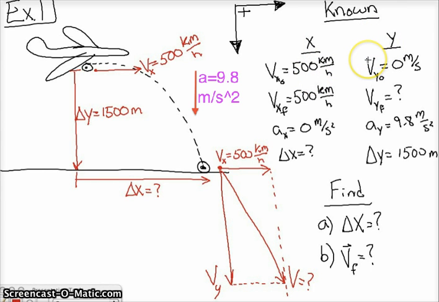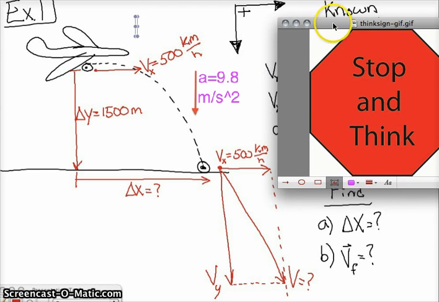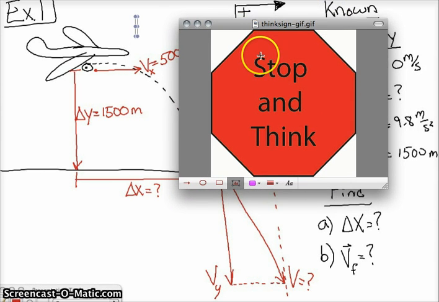All right, with that being said, I'd like you to now come up with a strategy on how you might go about solving this. Stop with me here and pick some equations and some strategies on how you might actually go ahead and solve this.